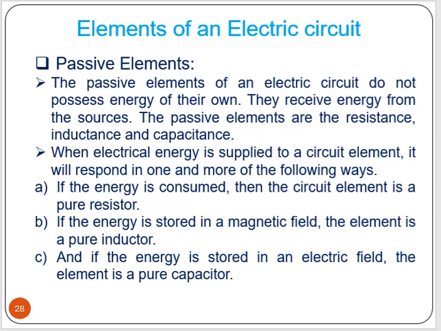So now passive elements. The passive elements of an electric circuit do not possess energy of their own. They receive energy from the sources, and passive elements are the resistance, inductors and capacitance. Now when electrical energy is supplied to a circuit element, it will respond in one or more of the following ways. If the energy is consumed, then the circuit element is a pure resistor. If energy is stored in a magnetic field, the element is an inductor, and if the energy is stored in an electric field, the element is a pure capacitor. Now we will study inductor and capacitor later on.